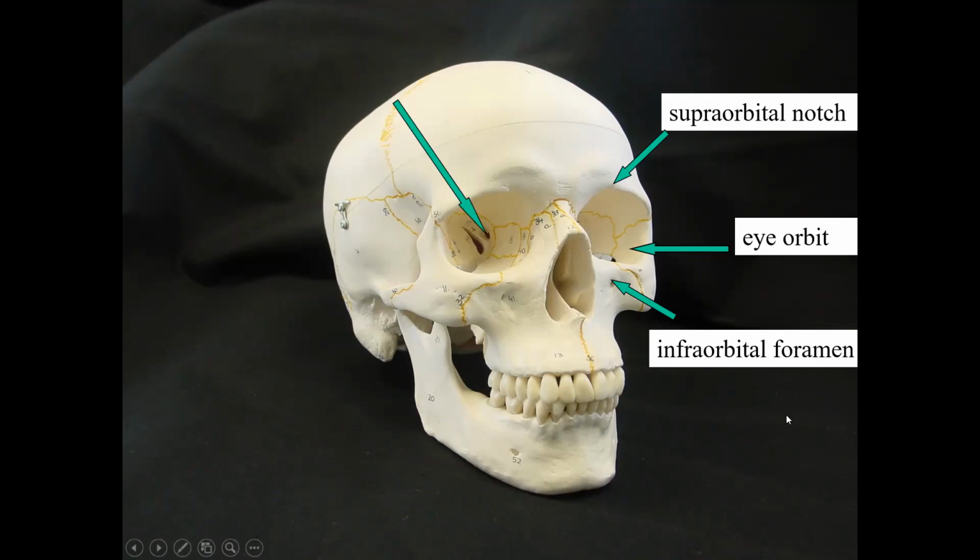And again, a foramen is an opening. Here we see the optic foramen. And what goes through the optic foramen? The optic nerve. It comes out of the back of the eyeball and goes through that opening into the brain, because the brain's on the other side of that bony wall there. That is the optic foramen.